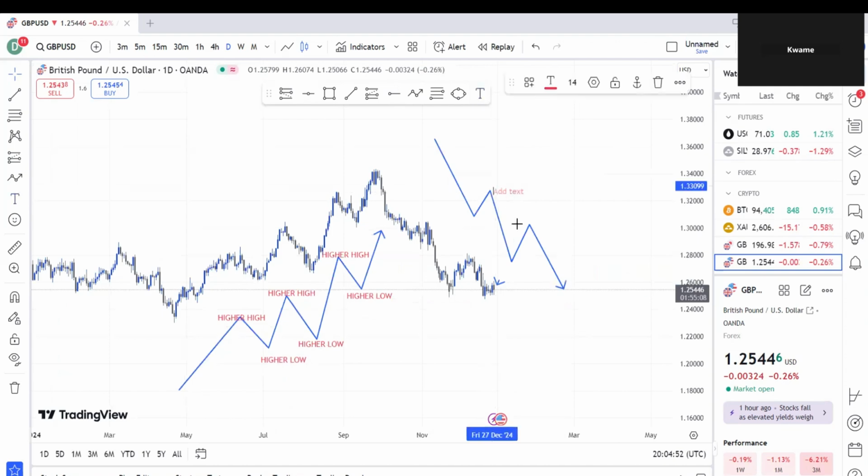So this one to here is called a lower high. And this one is called a lower low.